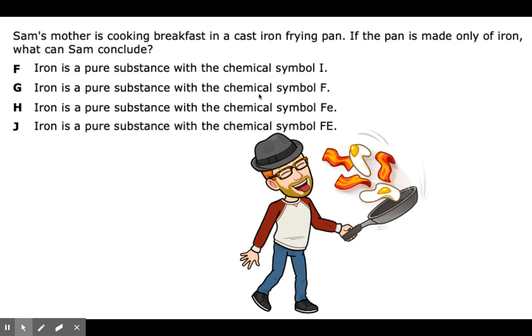Iron is a pure substance with chemical symbol F. Iron is a pure substance with chemical symbol Fe. Iron is a chemical substance with chemical symbol capital F, capital E. Well, out of these, only J is something I can definitely throw out because we know that there are no chemical symbols with two capital letters. So J definitely is wrong. And then to find the right answer, you have to find iron on the periodic table, and then you would see which symbol matches it, and it's Fe.